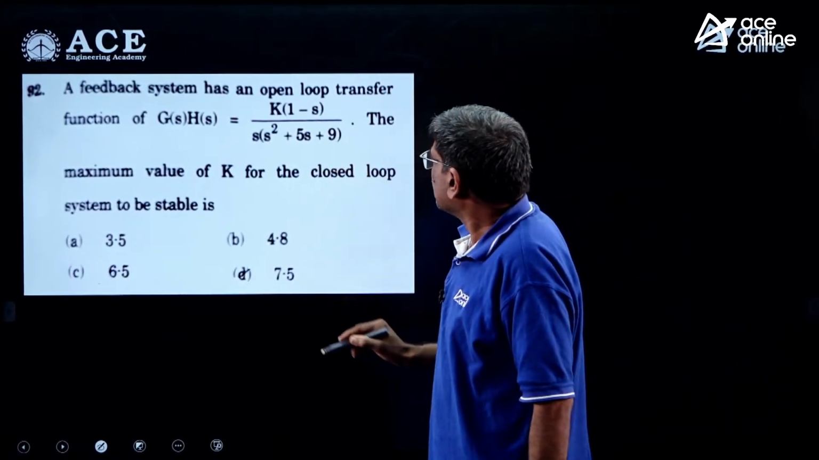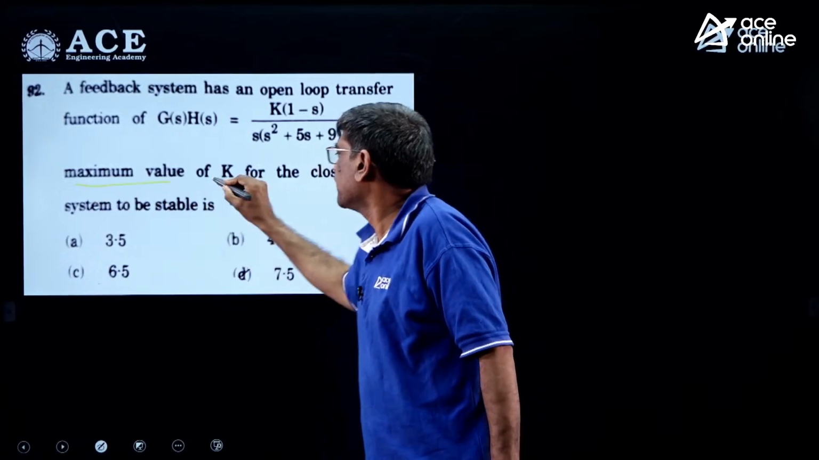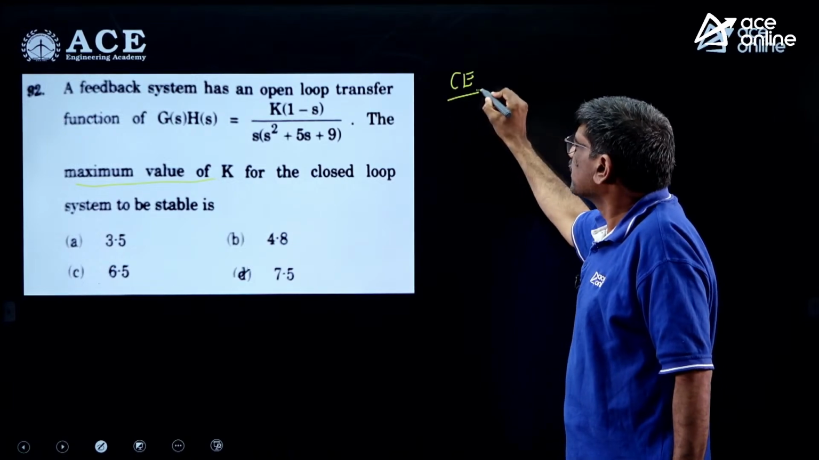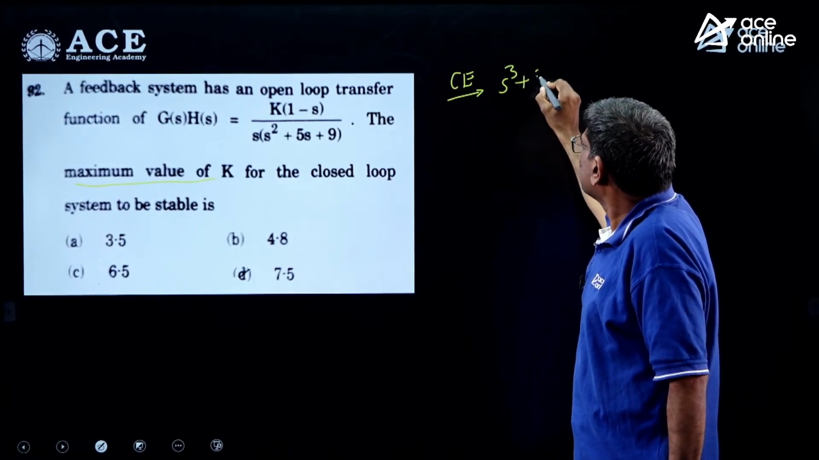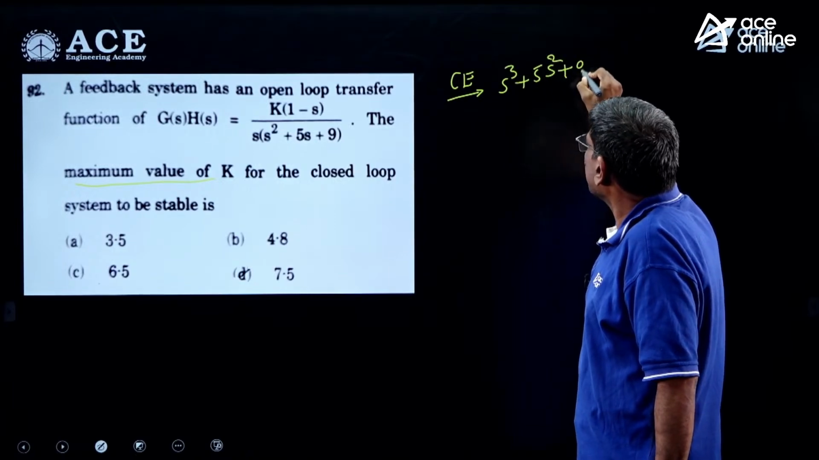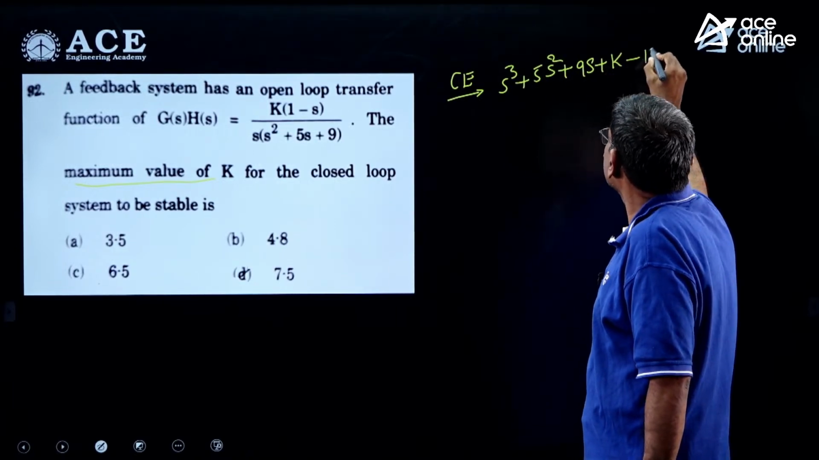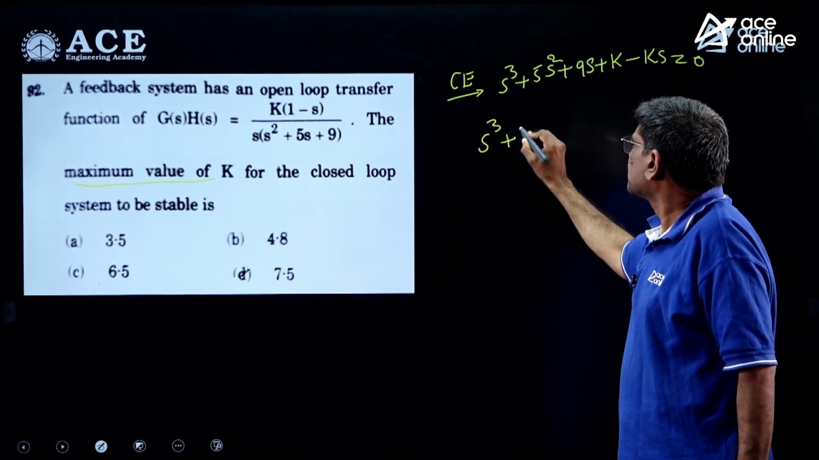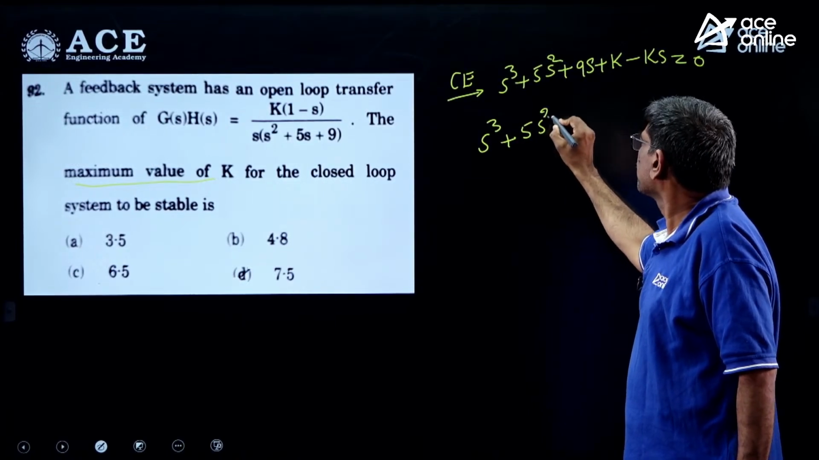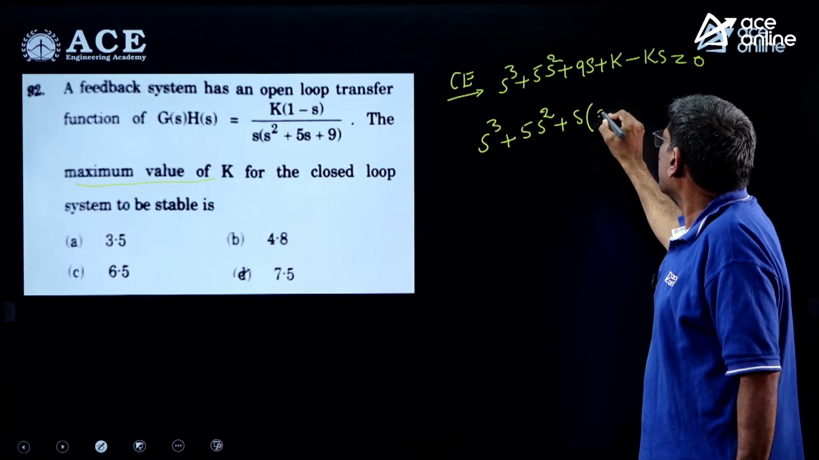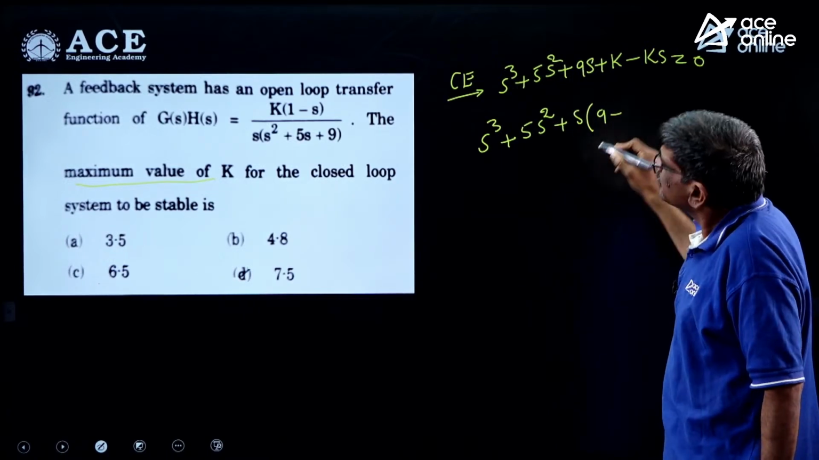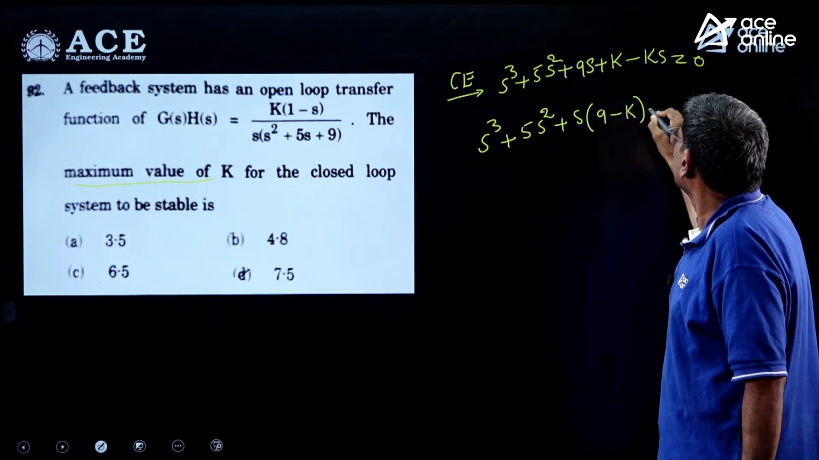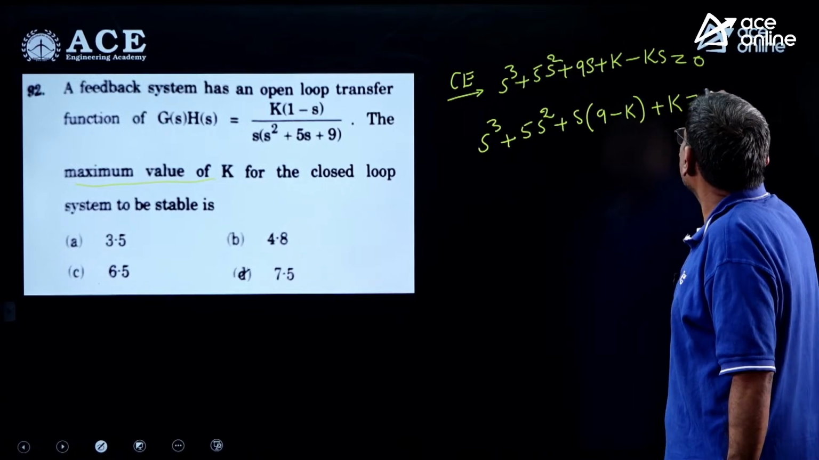Next, it is asking the range of k, the maximum value of k, that is nothing but k marginal. So the characteristic equation is s cube plus 5s square plus 9s plus k minus ks equal to 0. That means s cube plus 5s square plus (9 minus k)s plus k equal to 0.